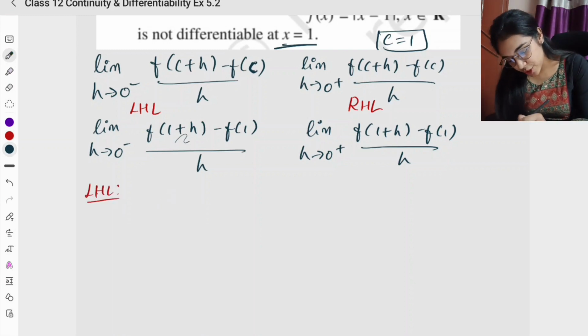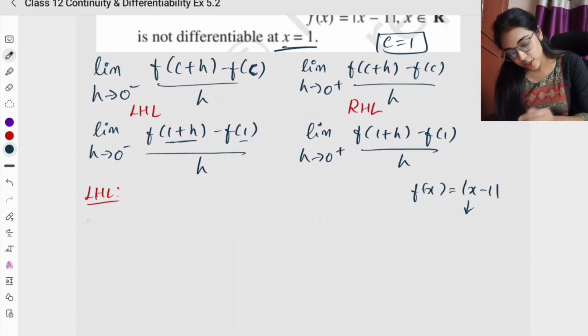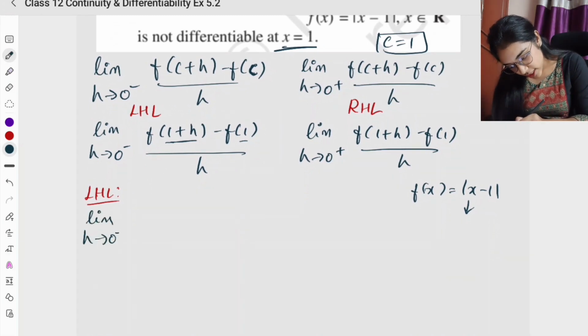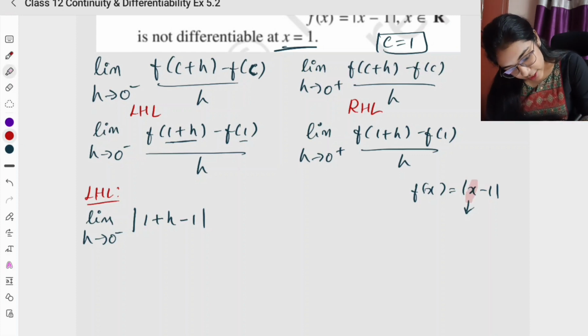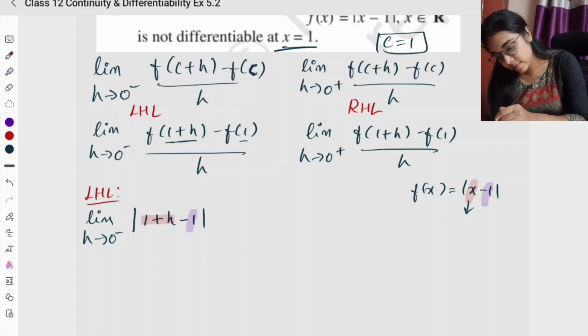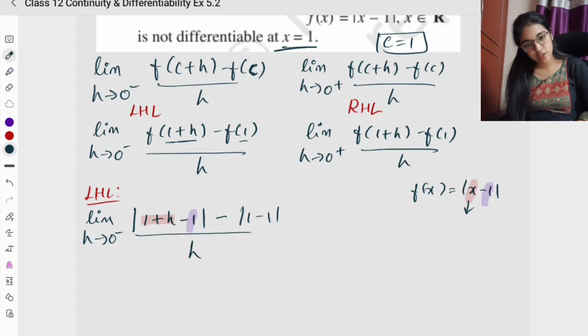So first, for the left hand limit, I'm going to take my function f of 1 plus h. My f of x is going to be mod of x minus 1. So wherever I have x, I'm going to replace that with 1 plus h. So how does my left hand limit look like? Limit h tends to 0 minus of f of 1 plus h, which is going to be mod of 1 plus h minus 1. You understand? Instead of x, I'm going to write 1 plus h, and the 1 stays as it is. Now, minus f of 1, and substitute 1 for x. So mod of 1 minus 1, the whole divided by h. So this is going to be my left hand limit.